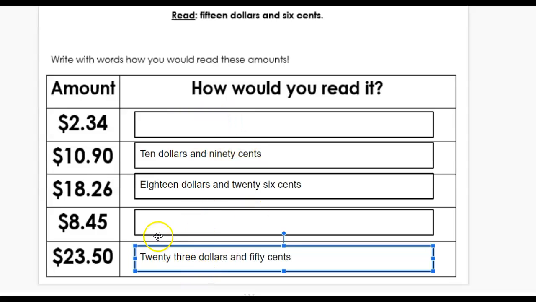Okay, we will do one more together and then you will have one to do on your own. Look at this amount right here. Say the amount. If you said $8.45, you are correct. Here is how you would type it. $8.45. All right, now go ahead. Do this last one on your own. Do the best you can with spelling the words.